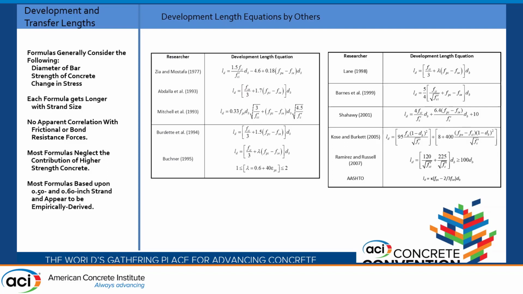And the strength of concrete: in a lot of these equations, if you'll notice, the length is directly proportional to the strength of concrete, which to me is a bit of a misnomer, because you would think if you had stronger concrete, your development length would be shorter because of the strength of the concrete itself. But anyway, this is some historical stuff. With each formula, a larger strand size makes the formula's result larger. The other thing we noticed is that most formulas neglected the contribution of higher strength concrete, which is what I was just talking about.